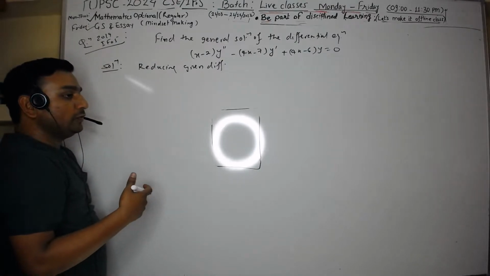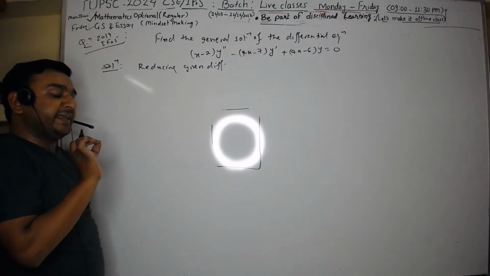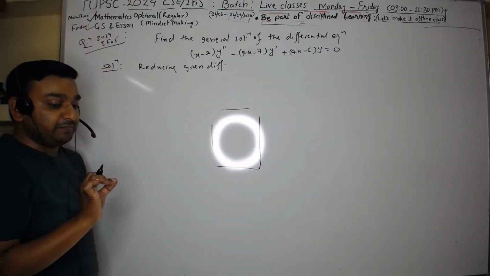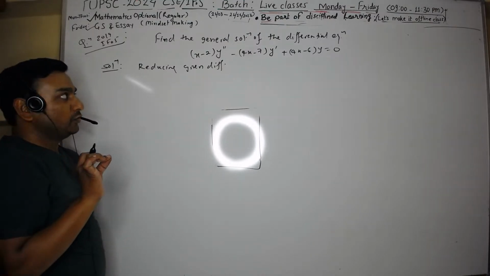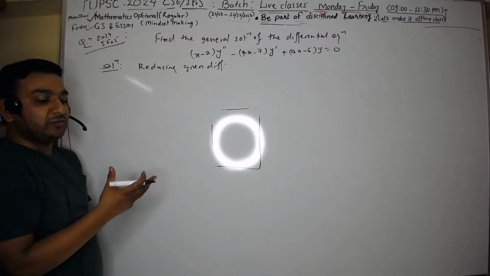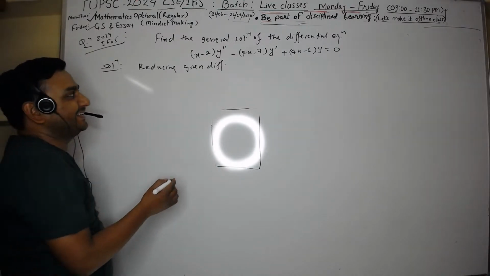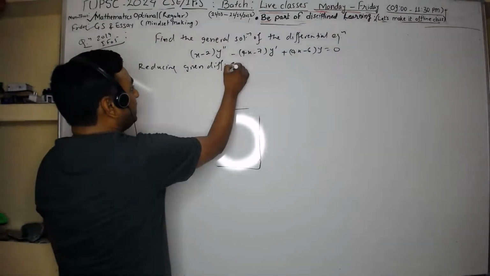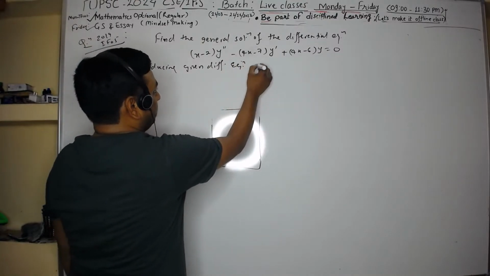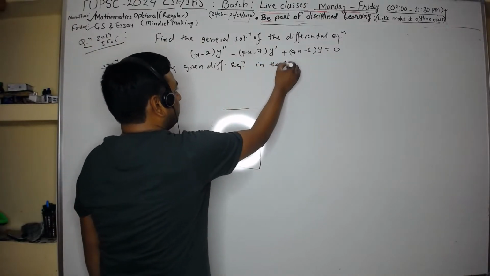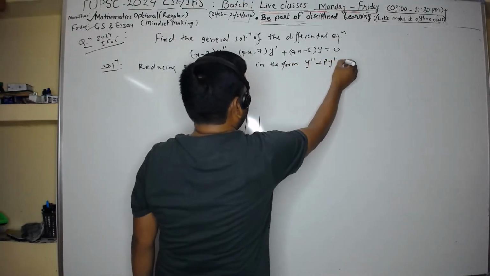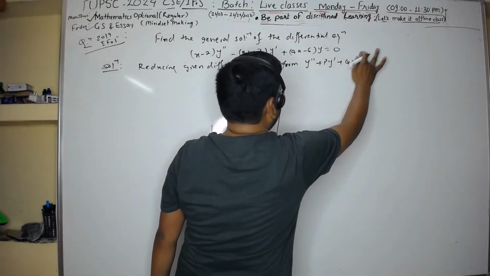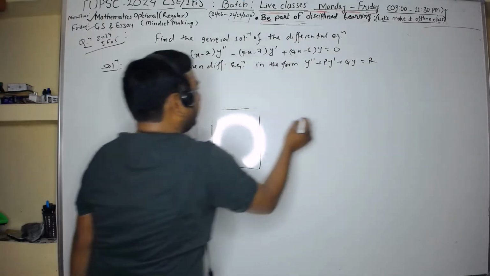So what you need to do is write every step in your UPSC exam, otherwise your marks will be deducted. So don't hesitate, don't be miserly in writing words. Reducing the given differential equation in the form y double dash plus p y dash plus q y equals to r, right?